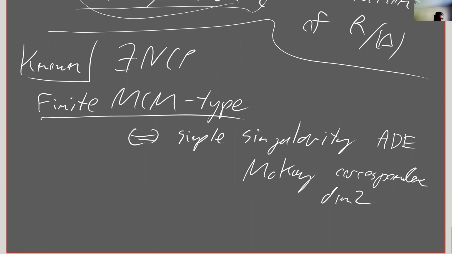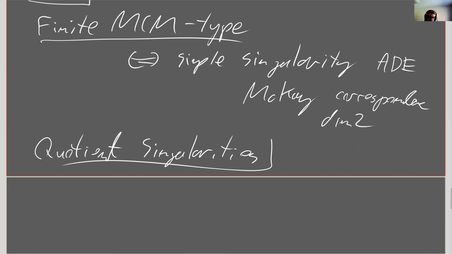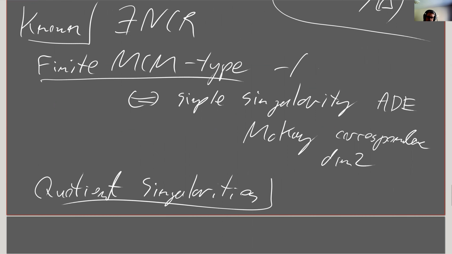Another case is quotient singularities, that is, quotients by finite groups. And there's a bunch of results that are really classical. Maybe I should mention Auslander here, when we mention names. Quotient singularities, it's sort of hard to attribute that one.